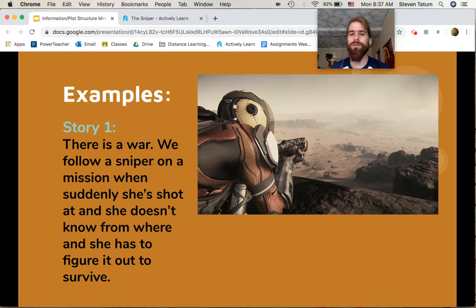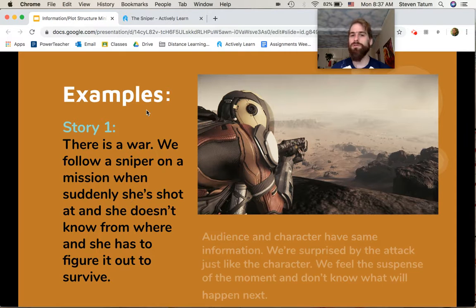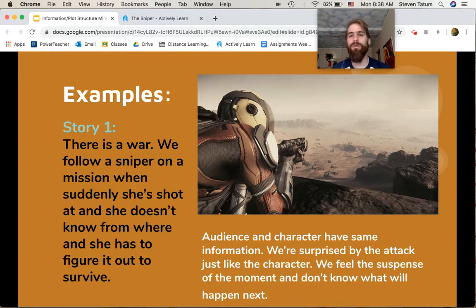This first example, there's a war, and we follow a sniper on a mission when suddenly she's shot at and she doesn't know from where, and she has to figure it out to survive. In this situation, we're in the same boat as the main character here. We don't know where these shots are coming from. We don't know why. They probably surprised us the same as they surprised the sniper. And so we feel that suspense in the moment with her as she's going through her mission.